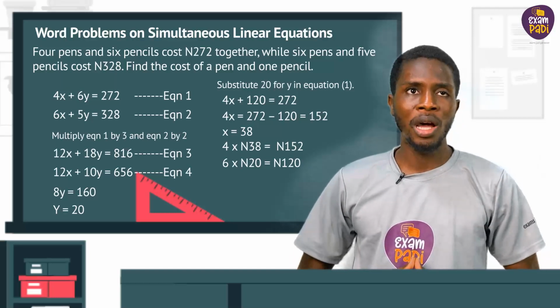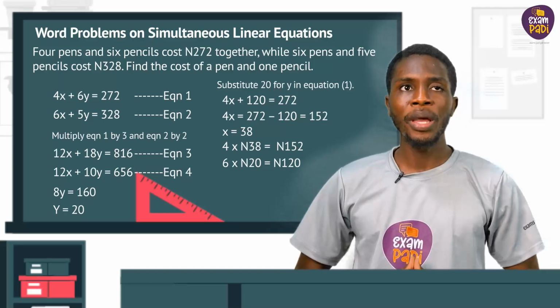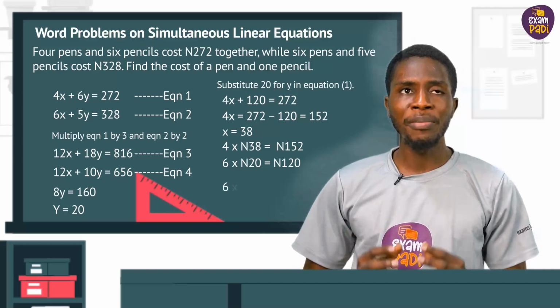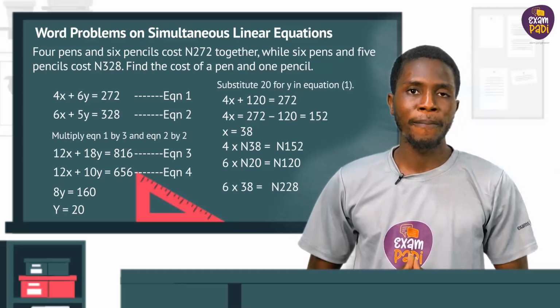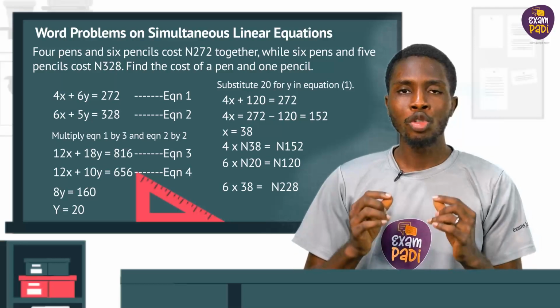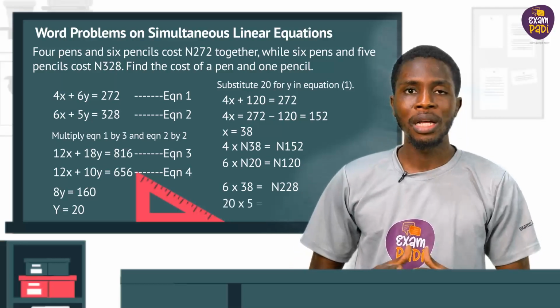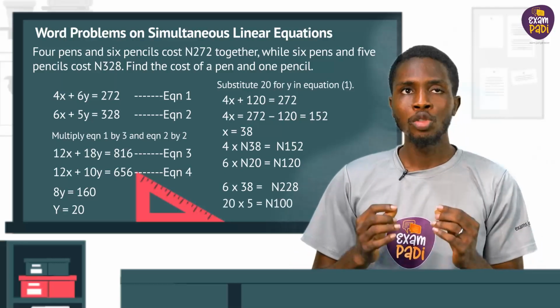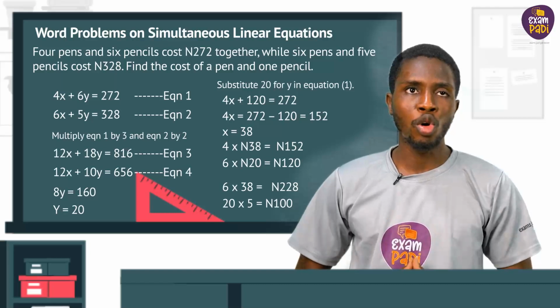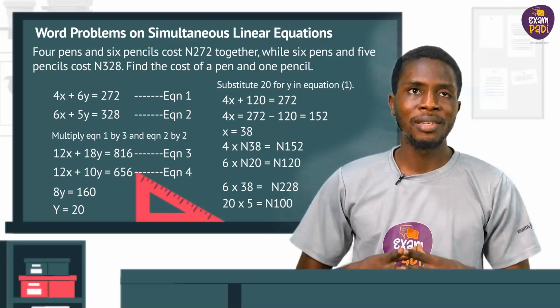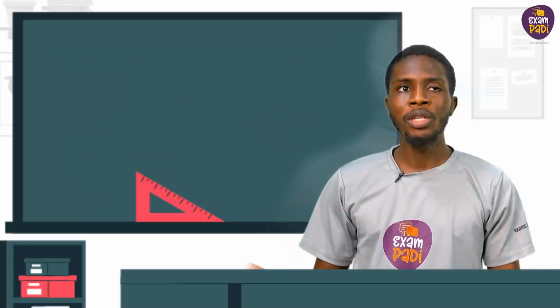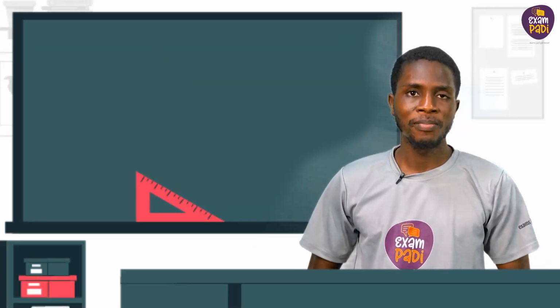Let's check the other equation. 6 pens cost 6 multiplied by 38, and that gives us 228 naira. 5 pencils cost 20 multiplied by 5, and that gives 100. 228 naira plus 100, that gives 328 naira. You have come to the end of today's lesson.